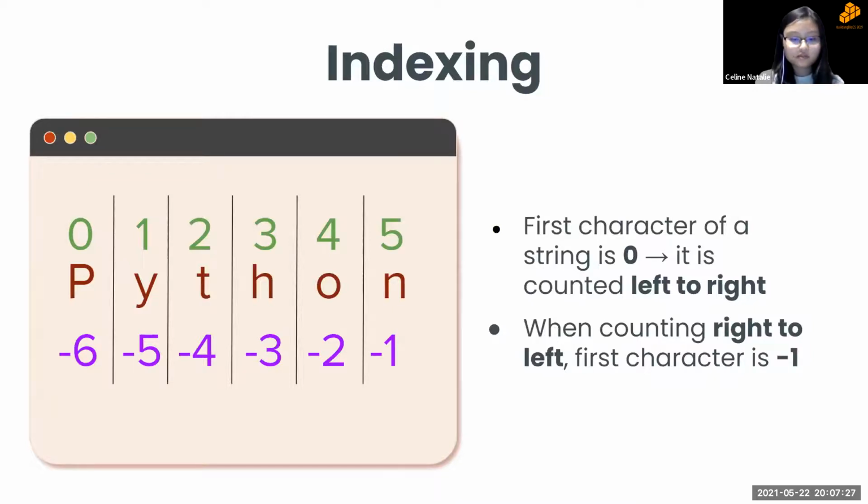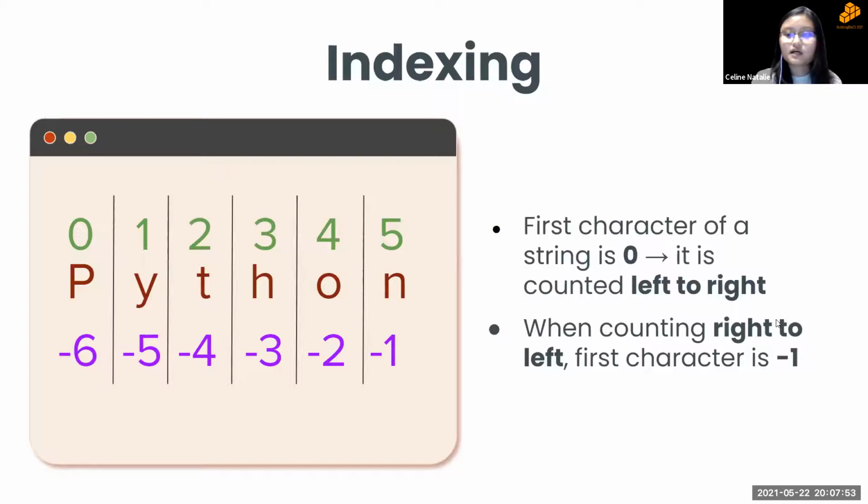How you normally index them is, let's say I have the word Python, as you can see on this screen. Normally you'd count that as 1, 2, 3, 4, 5. But in Python, the first character is 0, as you can see here in the green font. So P in Python would be 0, Y would be 1, T would be 2, and so on. And this is if you want to count from left to right.